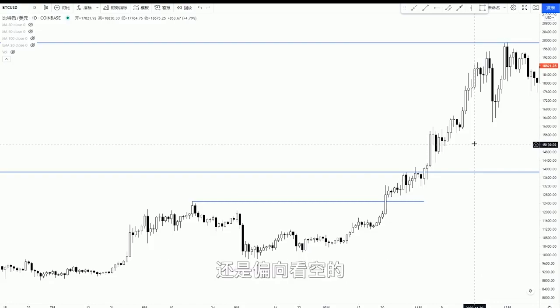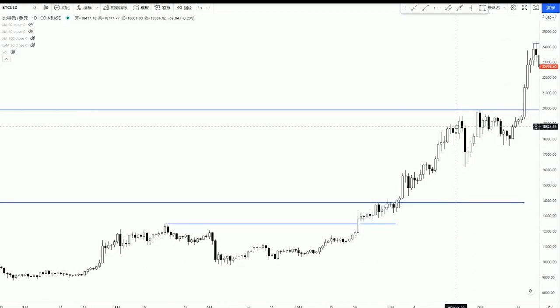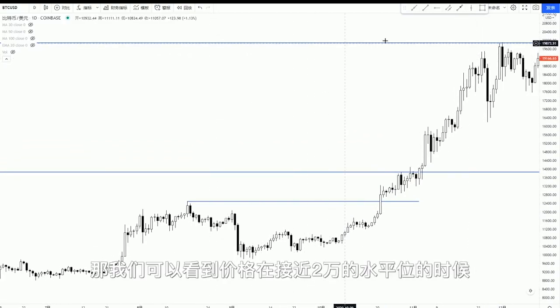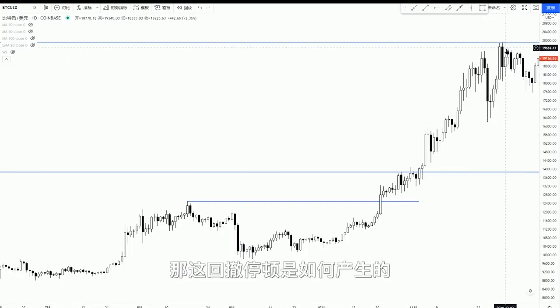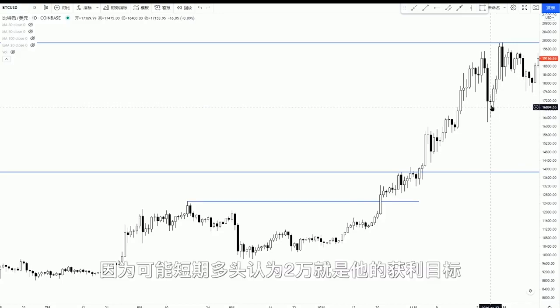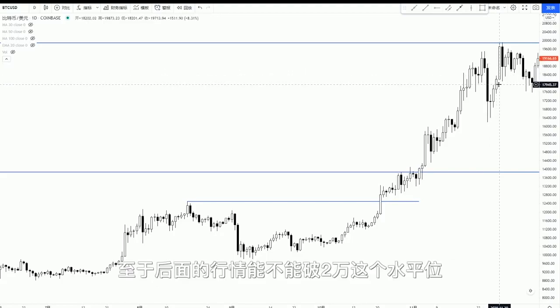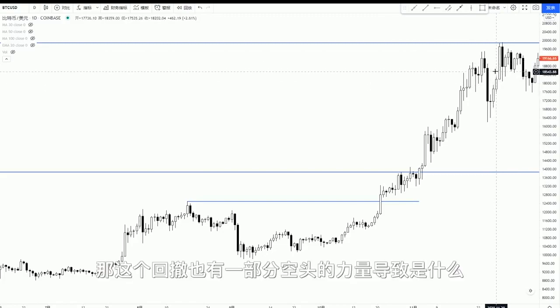Then we can see that when the price is close to the 20,000 level, there is a pullback and pause. How does this pullback pause come about? First of all, there must be some long liquidation, because maybe the short-term bulls think 20,000 is their profit target, and they wait and see whether the market can break the 20,000 level. The pullback also has a part of the strength of the bears.